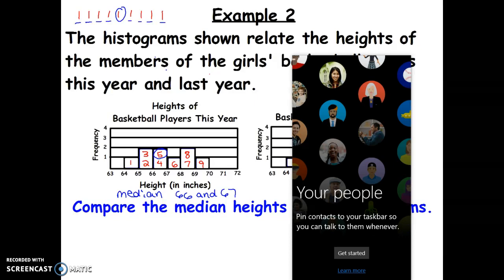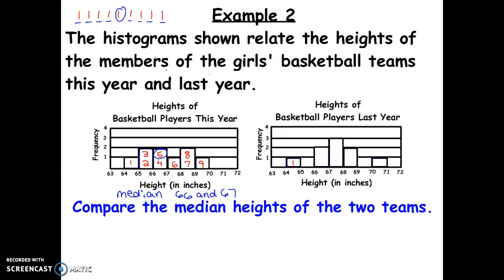So this would be 1, 2, 3, 4, 5, 6, 7, 8, and 9. And we have 9 again, so we know that the 5th data point is our median. So for this data set, the median is between 67 and 68. So now that we have the medians for each one, we can go ahead and compare.